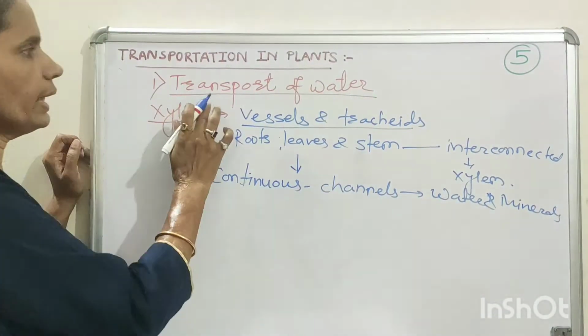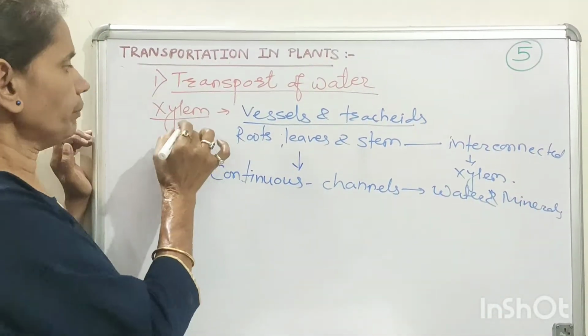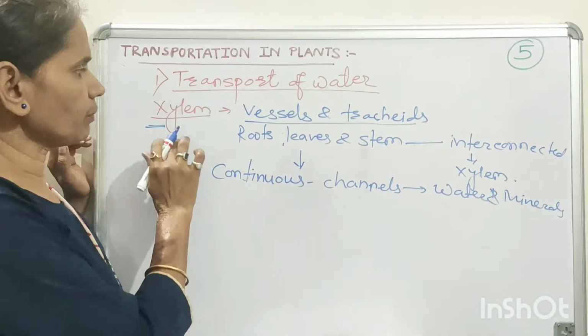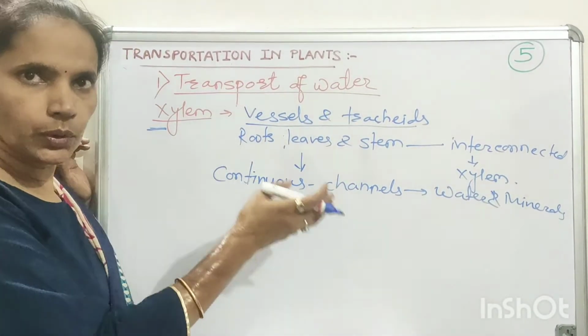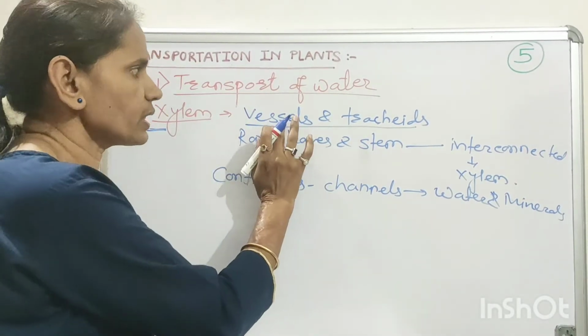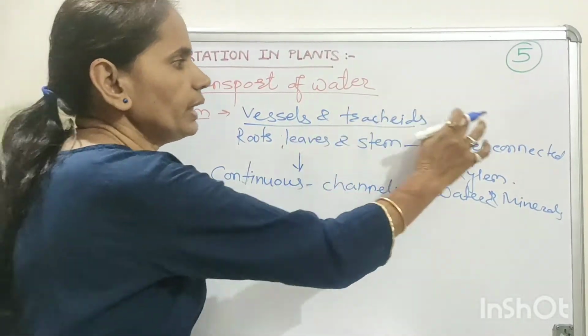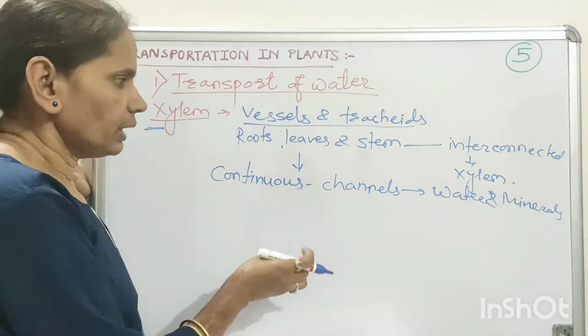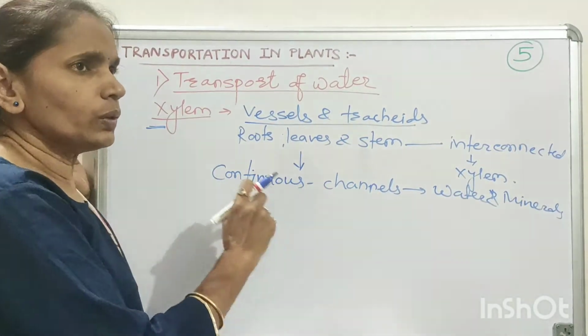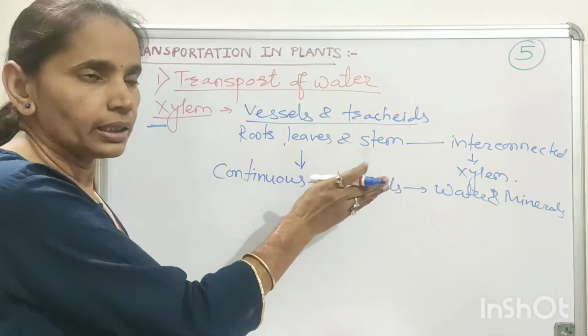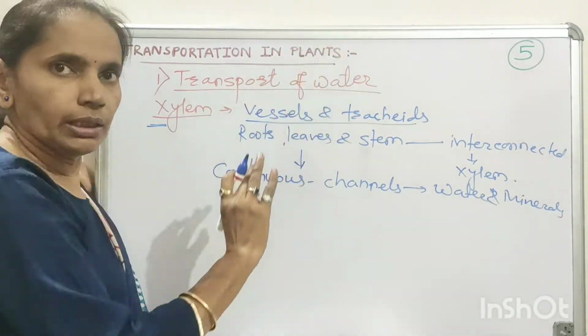So overall, in the transport of water, the major role is of the tissue system, that is xylem. Now this overall transportation throughout the plant is possible because the vessels and tracheids are interconnected. So whatever the root absorb from the soil, that is transported to each and every part of the plant, that is up to the tip of the plant.